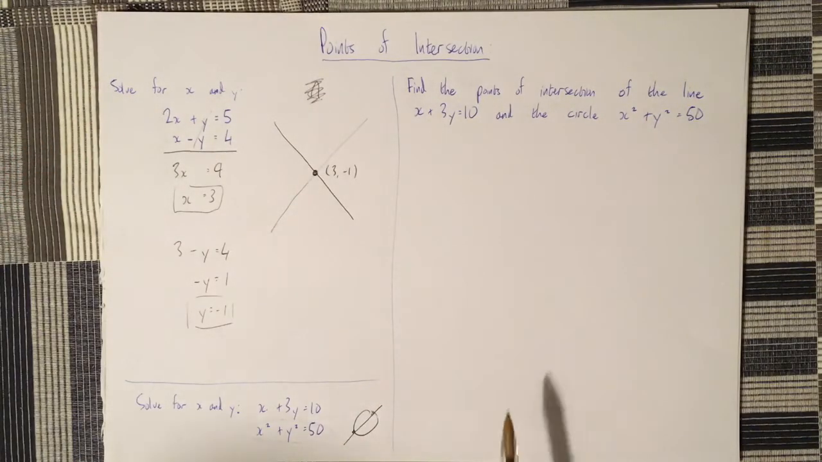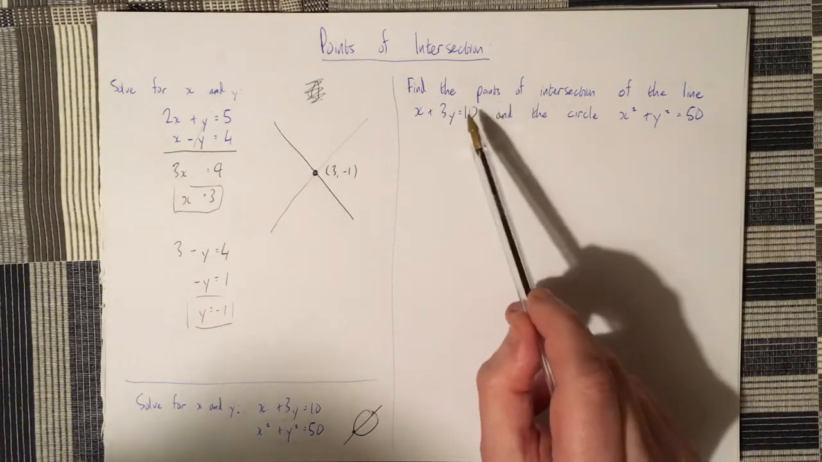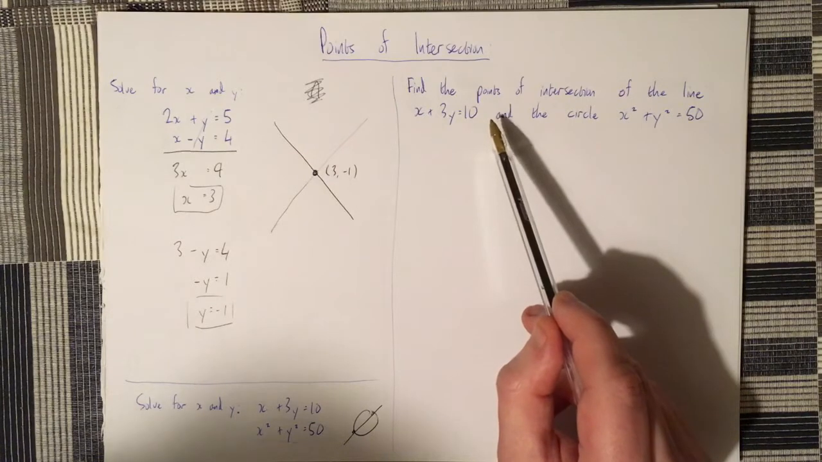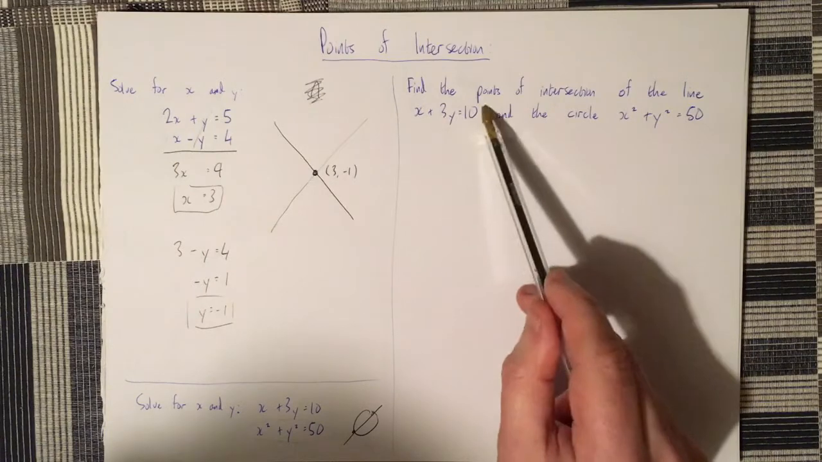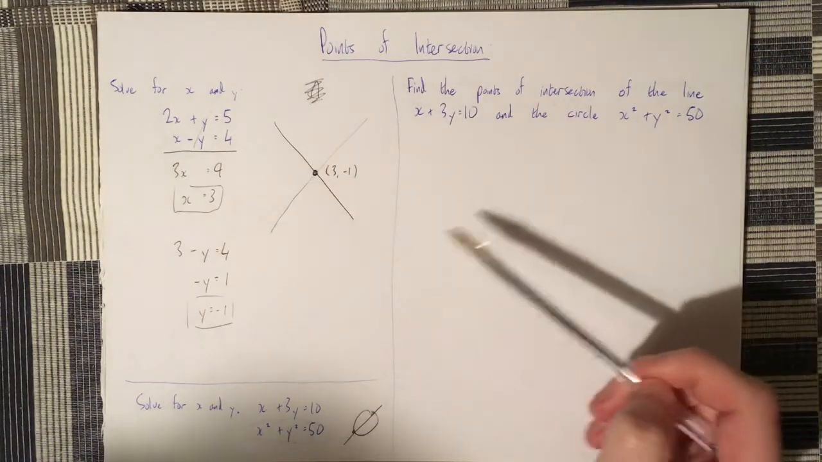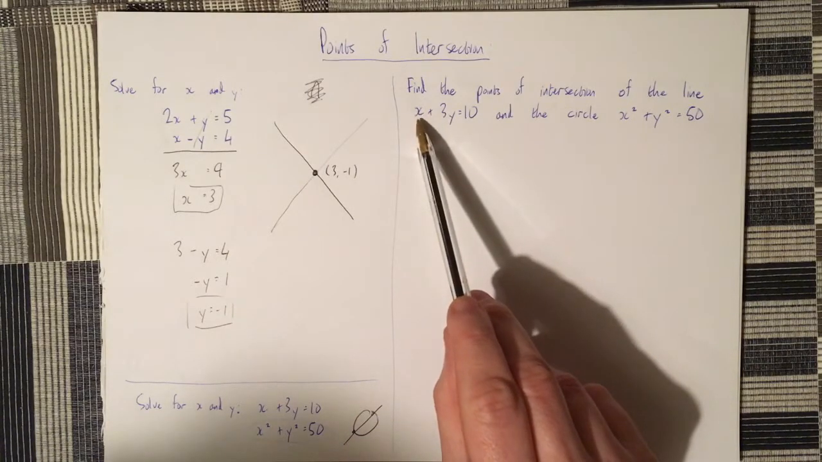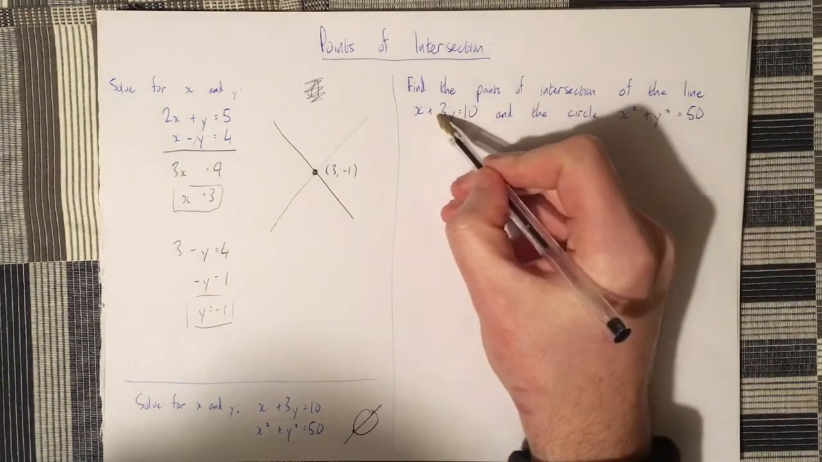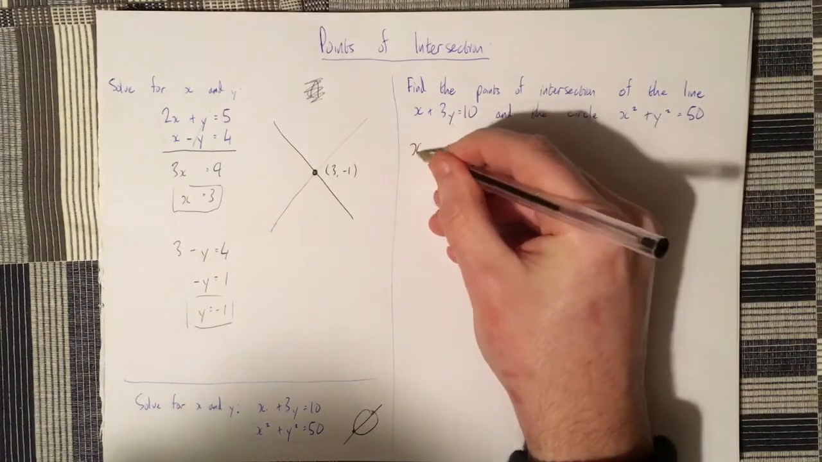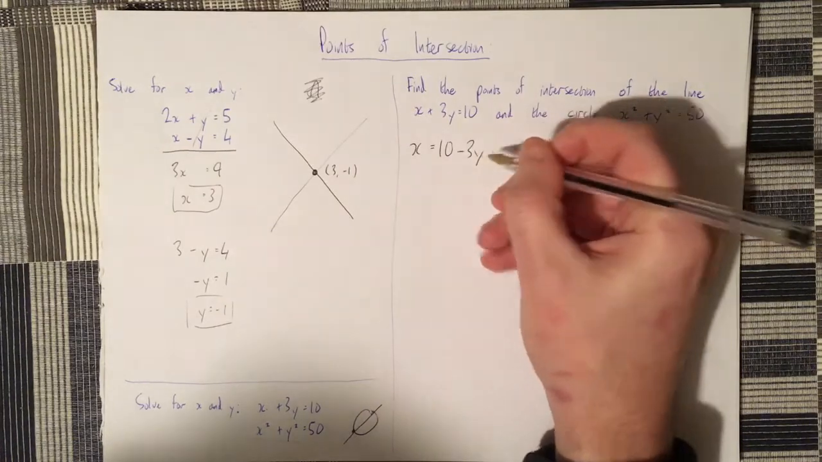The way we do it is we rewrite the straight line as either x equals something or y equals something. So we rearrange this so that it's x equals something or y equals something. The easier one to do here is to write it as x equals something, because x is already on its own. There's no coefficient in front of it. So if I just move the 3y over, this is now x is equal to 10 minus 3y.